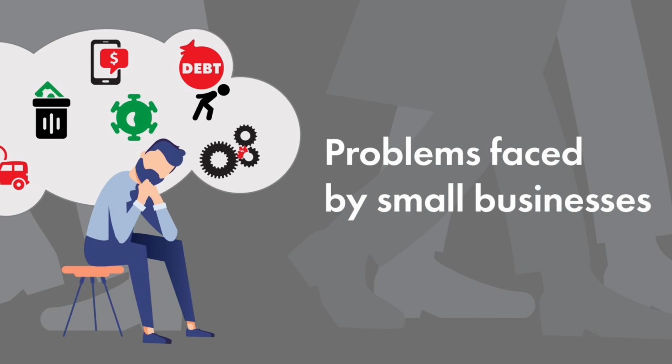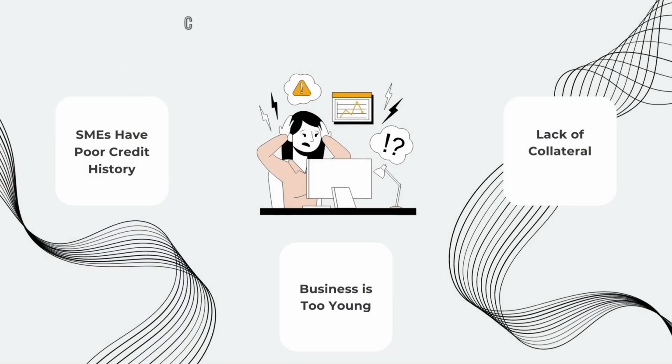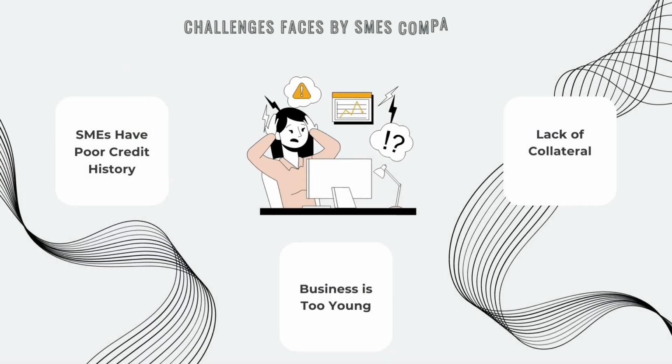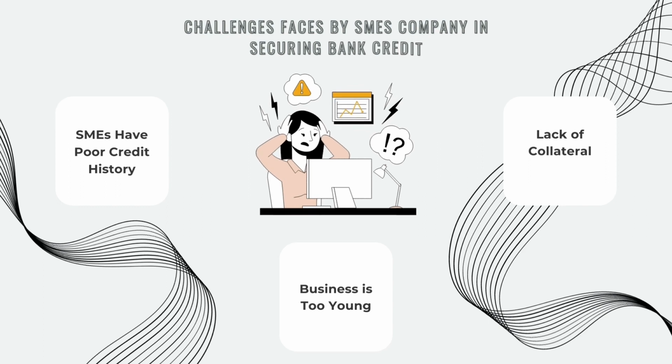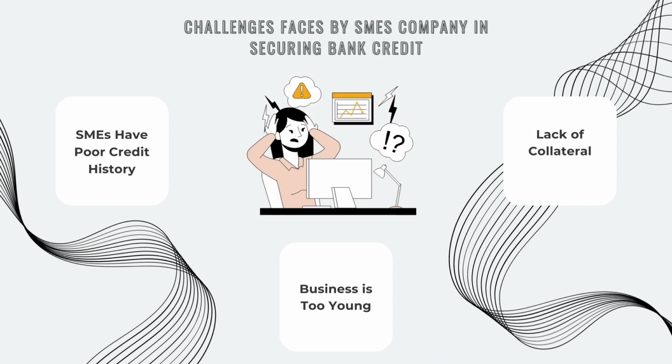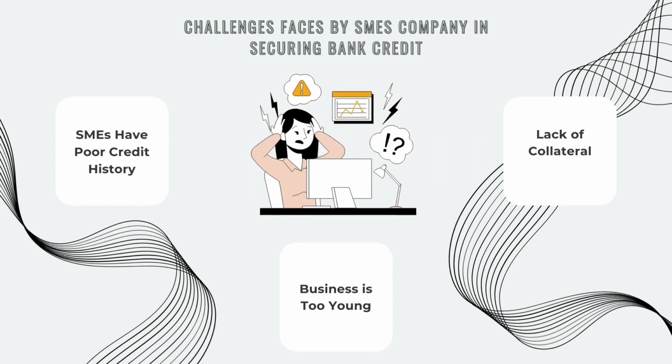What are the problems faced by small businesses? There are 3 challenges faced by SME companies in securing bank credit. The first one is having poor credit history, second, business is too young, and third, lack of collateral.